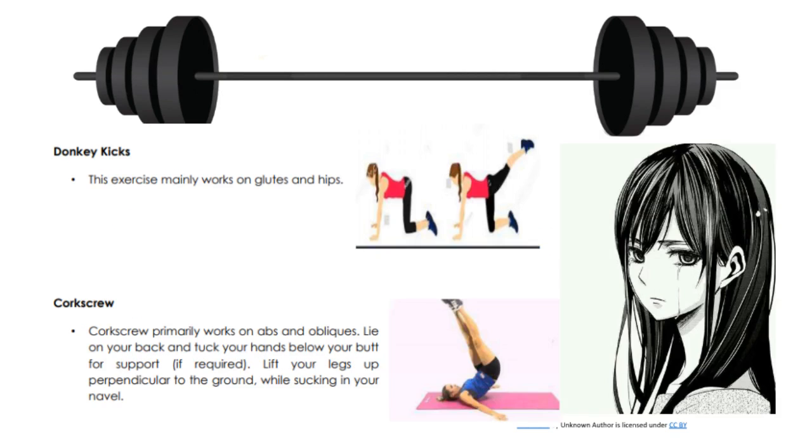Some exercises you can also add to your workout. Donkey kicks. This exercise mainly works out the glutes and hips. Corkscrew. The corkscrew primarily works on abs and obliques. Just lie on your back and tuck below your butt. For support, lift your legs up perpendicular to the ground, while sucking in your navel.